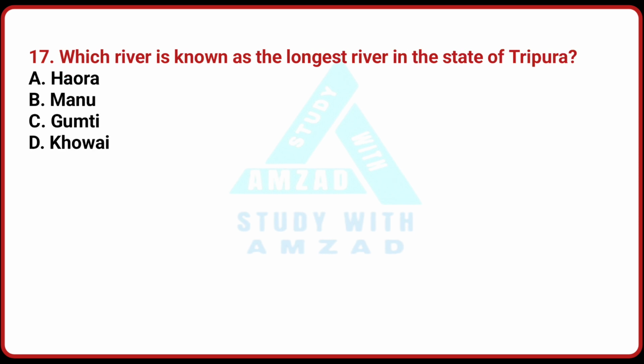Next question. Which river is known as the longest river in the state of Tripura? Option A, Howrah; option B, Mono; option C, Gumati; option D, Khowai.